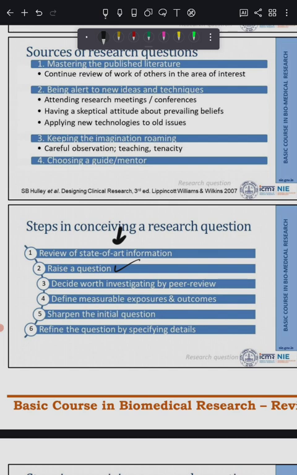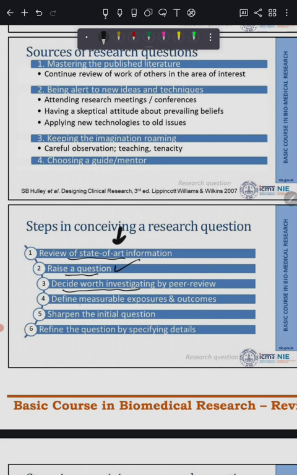Third is to decide if it is worth investigating by doing peer review and expert input. Let us check whether it is important, ethical, feasible, relevant. You can ask experts, peers or stakeholders: is this question clinically significant? Does it pass ethical and feasibility filters? For example, there is diagnostic uncertainty in pregnancy. Yes, that's why it is worth investigating. So first, a review of state of the art information, raise a question, decide if it is worth investigating by peer review.